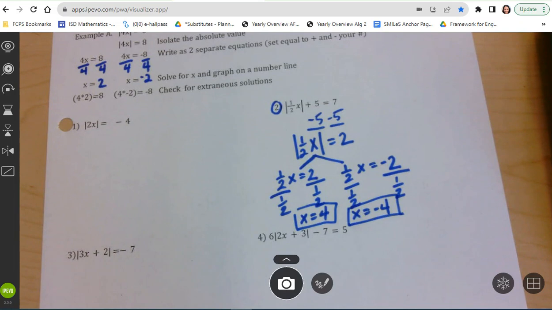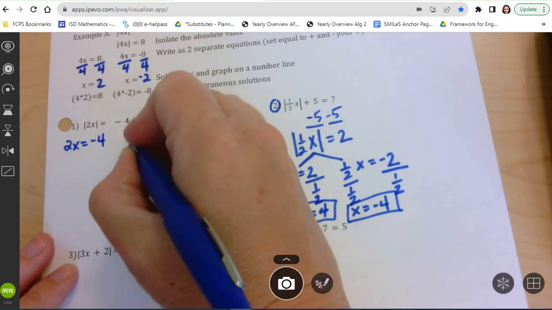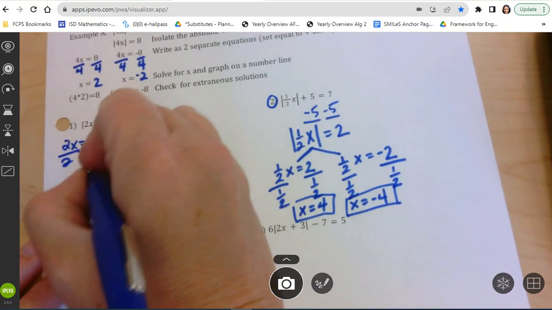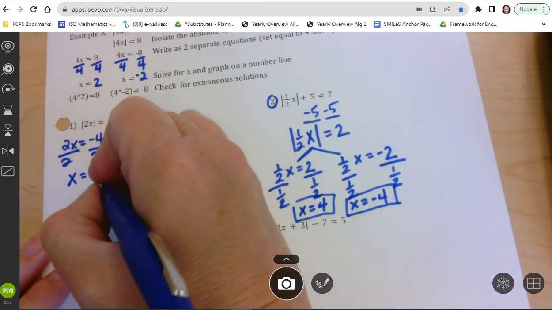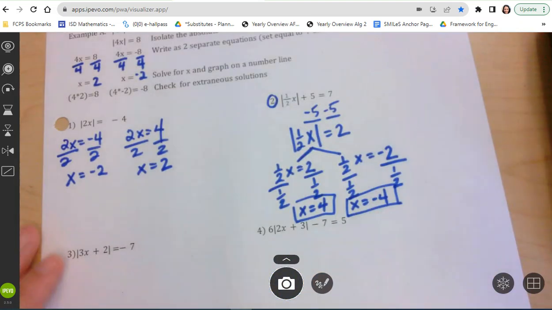But let's say you just start solving it, you not thinking, you start solving the problem. So let's start solving the problem. We write 2x equals negative 4, 2x equals 4. And I divide by 2, and I get x equals negative 2, and x equals 2.